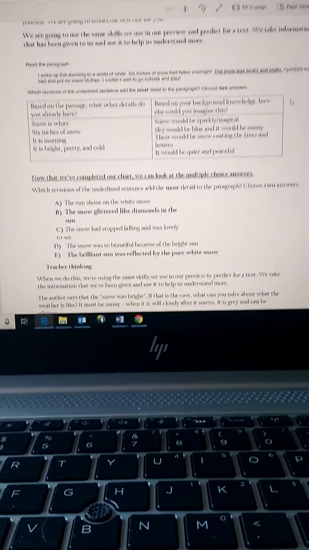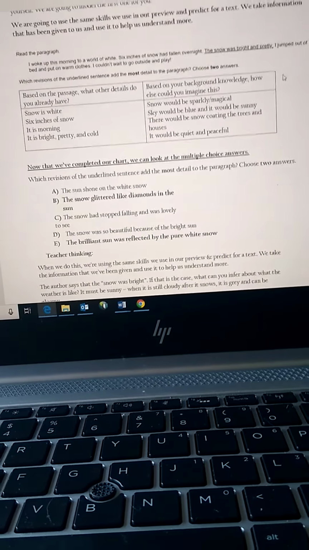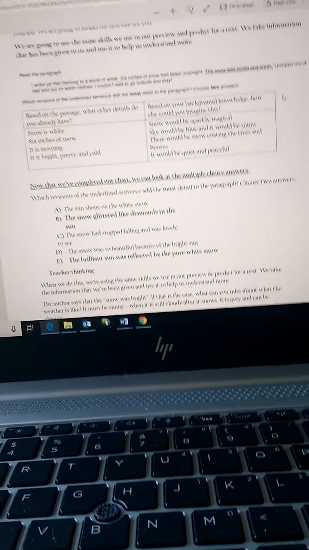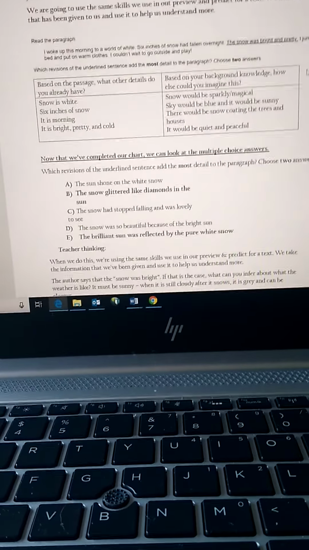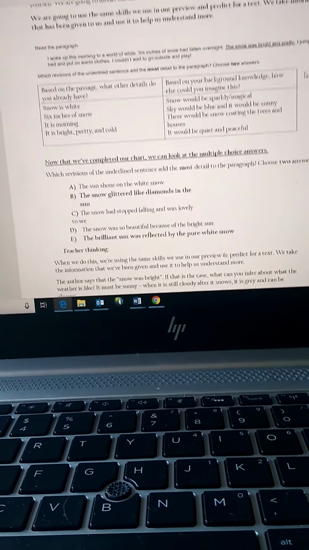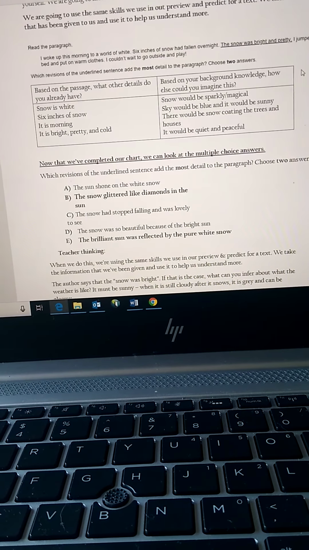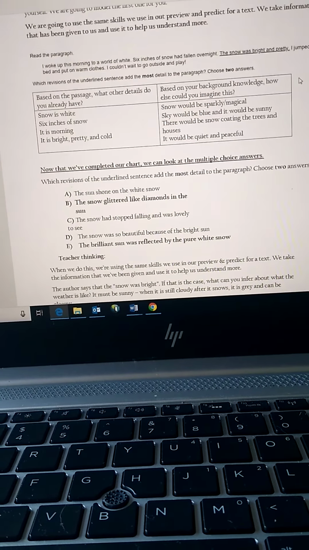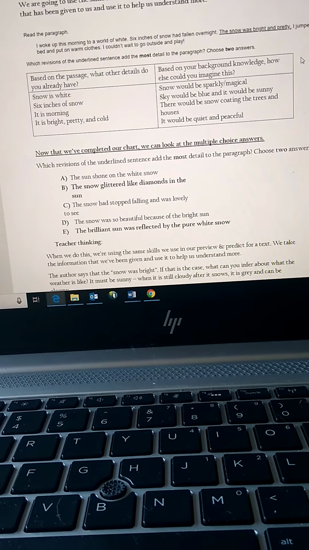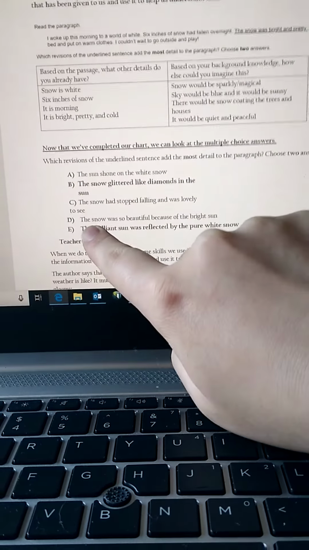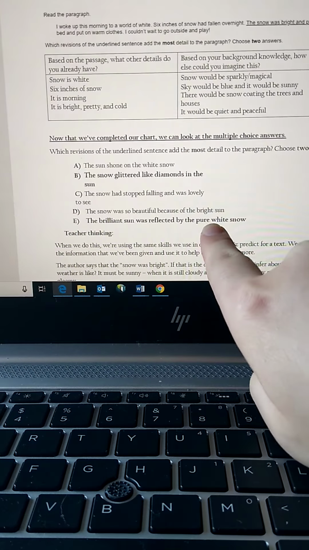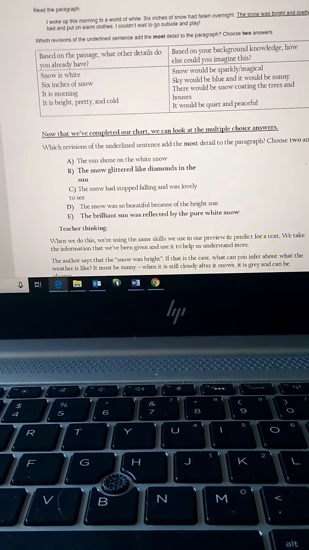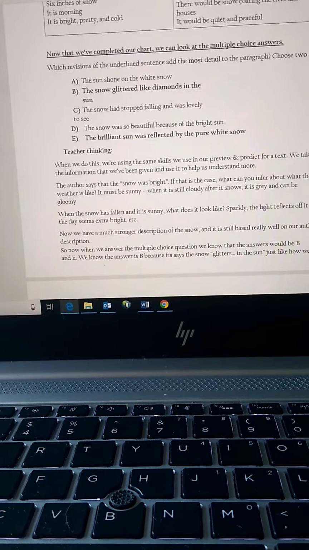C, The snow had stopped falling and was lovely to see. It's kind of just saying what's going on. D, the snow was so beautiful because of the bright sun. Again, it's kind of boring. E, the brilliant sun was reflected by the pure white snow. So we can see in this one, we're adding more descriptive words. So we use brilliant to describe the sun instead of just saying sun. And then we say pure white instead of just saying snow. So let's go down to our notes for where it says teacher thinking.